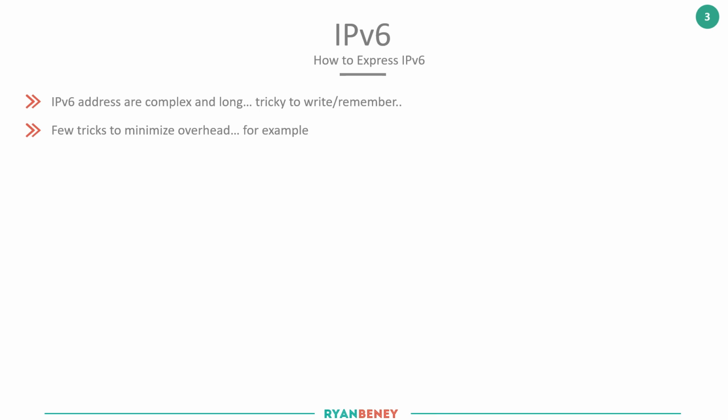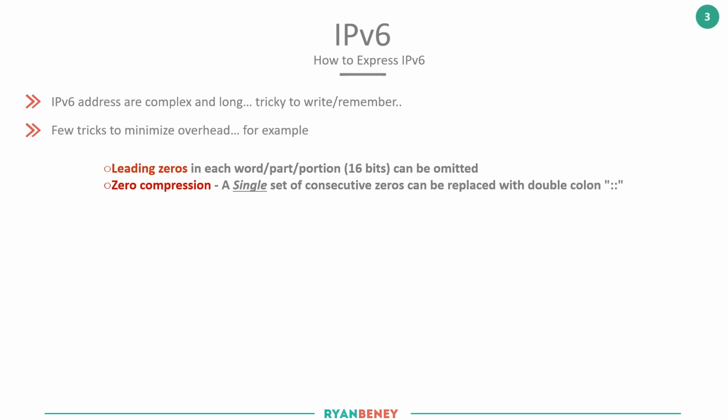So there's a few tricks to minimize the overhead. What I mean by that is we have some rules that we're allowed to apply to our IPv6 addresses in order to make them smaller, easier to remember. And that was why in the previous slide we saw between two colons a single character like a 0. So there are some rules that we can do, and these rules are important to remember, to understand, and to practice. So the first of the rules is called leading zeros.